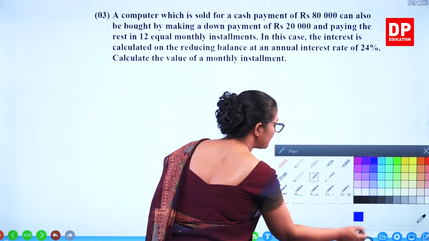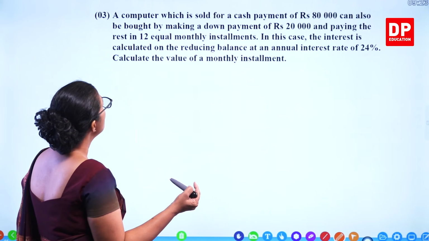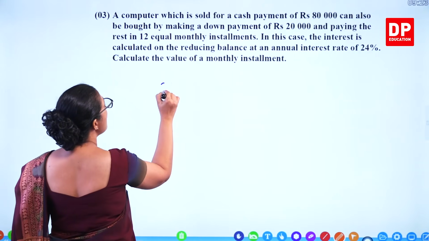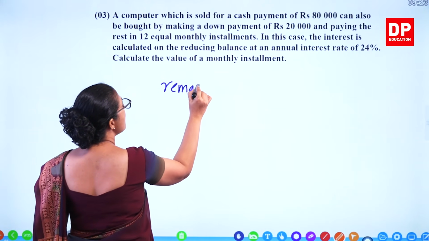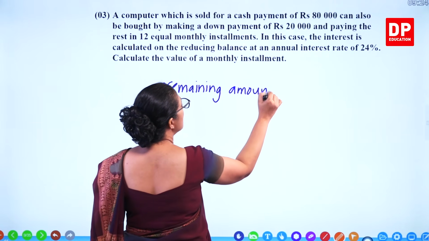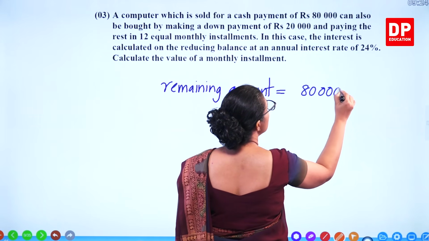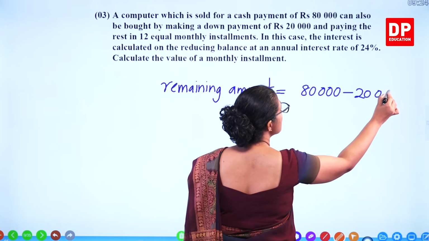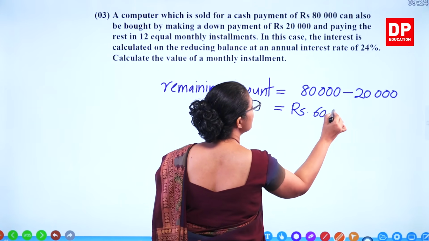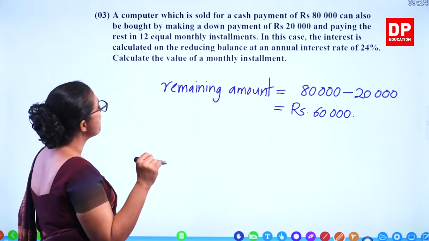So we can first start with the amount that you need to pay with the down payment method. So what's the remaining amount you have to pay? 80,000 is the total price and pay 20,000 first. So you subtract 20,000, so you get 60,000 rupees. That's the amount you have to pay with the reducing balance method.